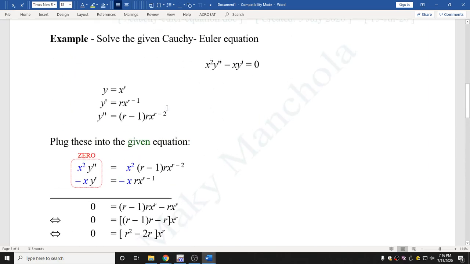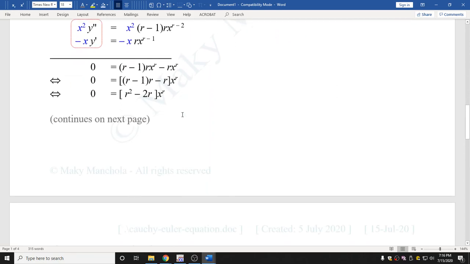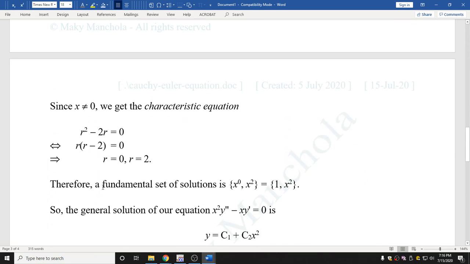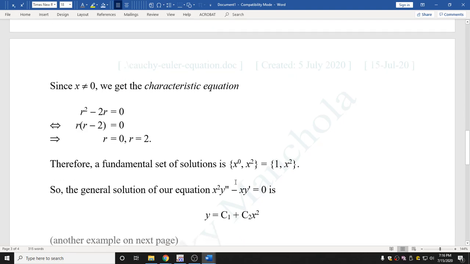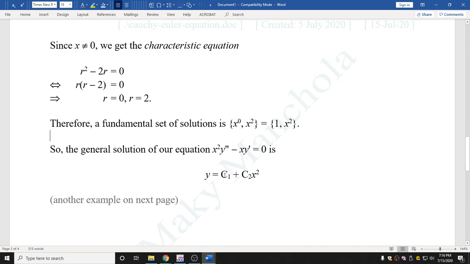Consequently, since this is a second order homogeneous linear ODE, we have obtained a fundamental set of solutions, namely x to the 0 and x squared. But x to the 0 is simply 1, so we get the fundamental set of solutions 1, x squared. Our general solution is then a linear combination of these two. So the general solution of our equation x squared y double prime minus xy prime equals 0 is y equals c1 plus c2 x squared.